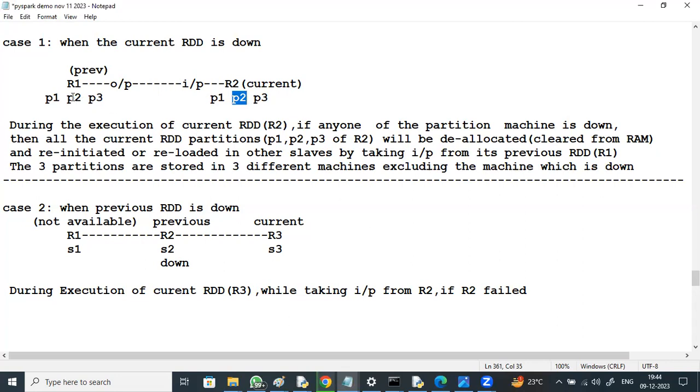Okay. Try to collect only the P2 partition from R1. In which system is it stored? The P2 partition, in which RAM is it stored, in which system is it stored? How will you collect only the P2 partition, in which systems? If you have some 50 systems, in which system is the P2 partition data? It doesn't mean that it is stored in the S2 system only.